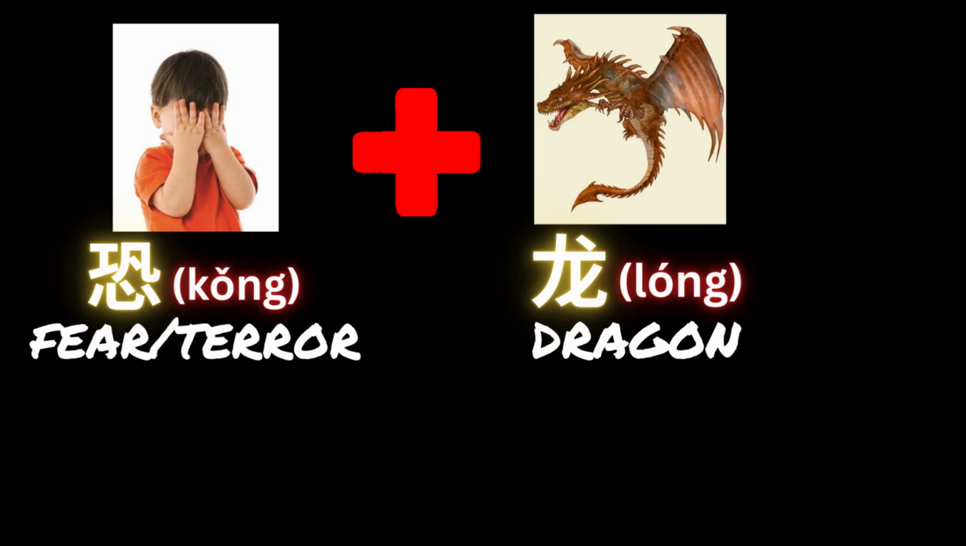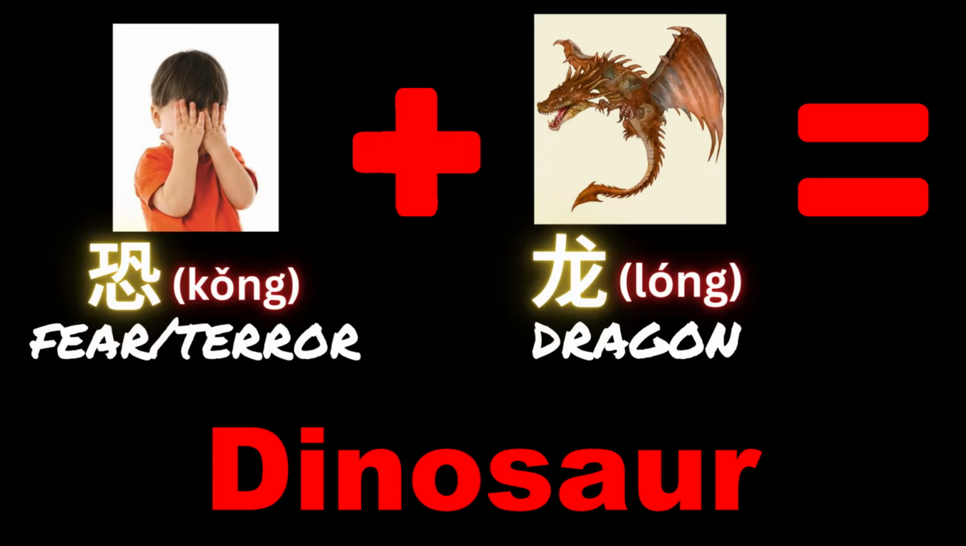Here's a really cool one. I love how Chinese builds this word. Let's take kong, which means like fear or terror, and add long, which means dragon. And we get kong long, or literally terror dragon. Any guesses? Think, think, think. Well, a terror dragon would be a dinosaur. Kong long means dinosaur.